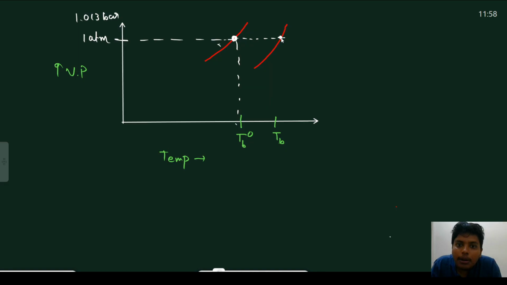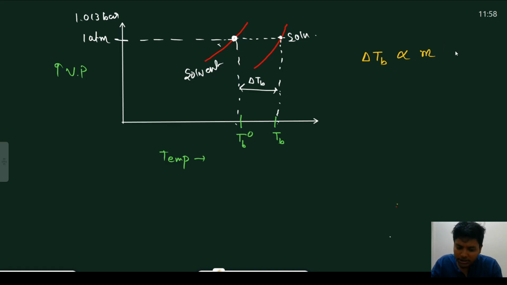But after that we see that the temperature increases. This is for the solvent, and this is for the solution. Clear or not? This difference is nothing but delta TB. So we are going to calculate delta TB. Now, experimentally, we found that delta TB is directly proportional to the molality of the solution. Clear?